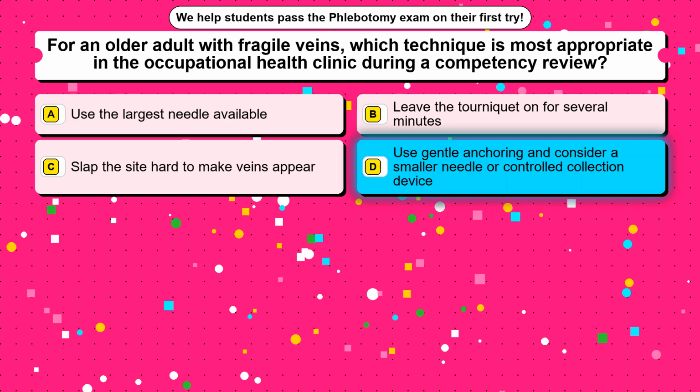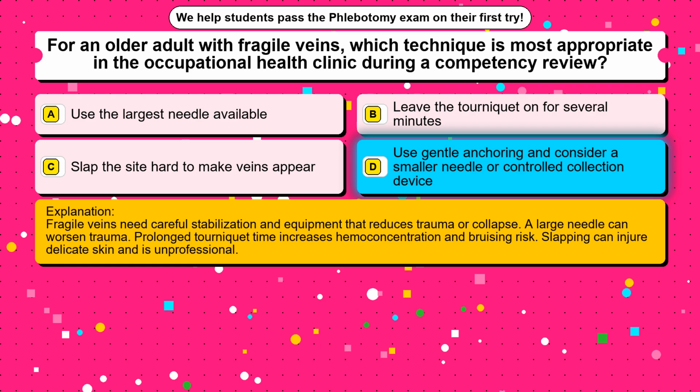The correct answer is option D. Use gentle anchoring and consider a smaller needle or controlled collection device. Fragile veins need careful stabilization and equipment that reduces trauma or collapse. A large needle can worsen trauma. Prolonged tourniquet time increases hemoconcentration and bruising risk. Slapping can injure delicate skin and is unprofessional.